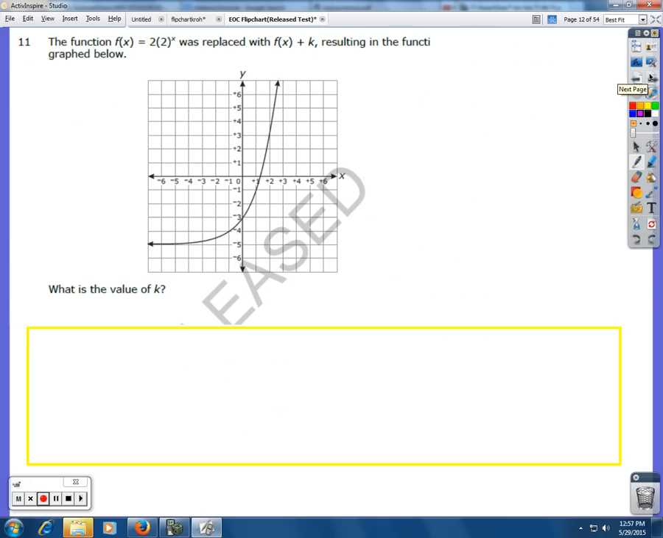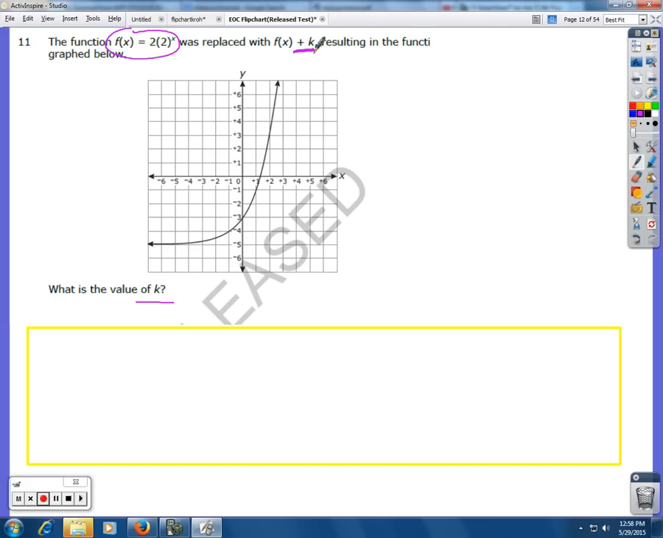All right, number 11. The function f of x equals 2 times 2 to the x was replaced with f of x plus k, resulting in the function graphed below. All right, and then the question says, what is k? Basically what this is asking is that you have a function right here, and then this function has been taken and a number has been added to it. After that number has been added to it, it ends up looking like our graph right here.